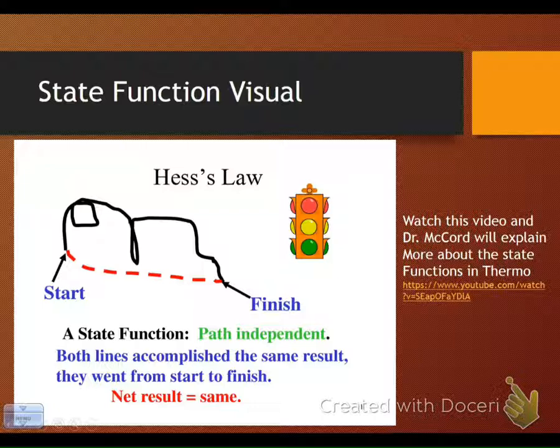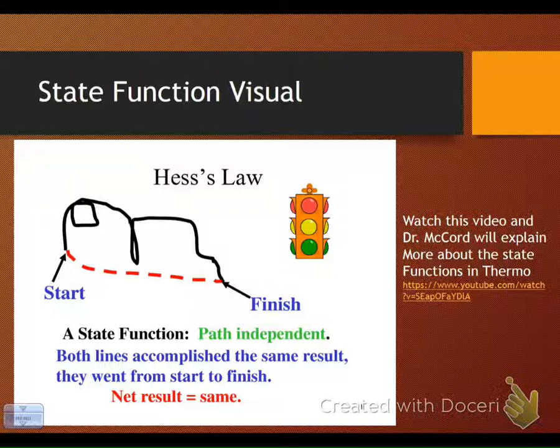And then a state function is path independent. It doesn't matter how you make the change, just that the change gets made. Internal energy is a state function. You have 50 joules at the beginning. You undergo a change. You have 150 joules. Okay, it doesn't matter how that change was made. Your change in internal energy is still 100 joules.